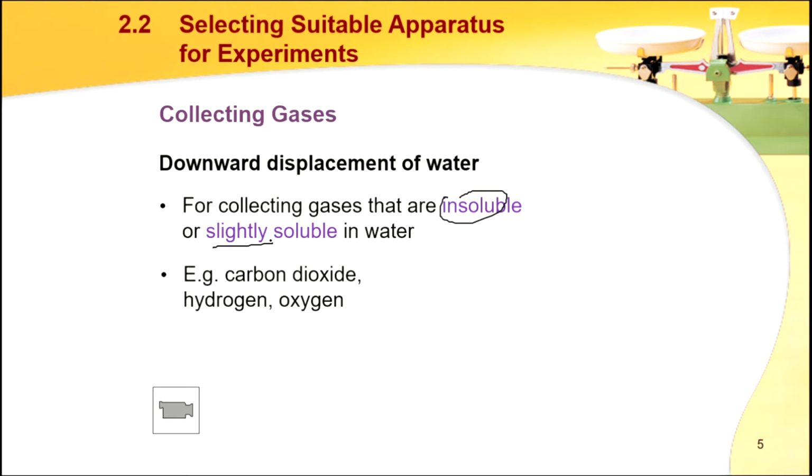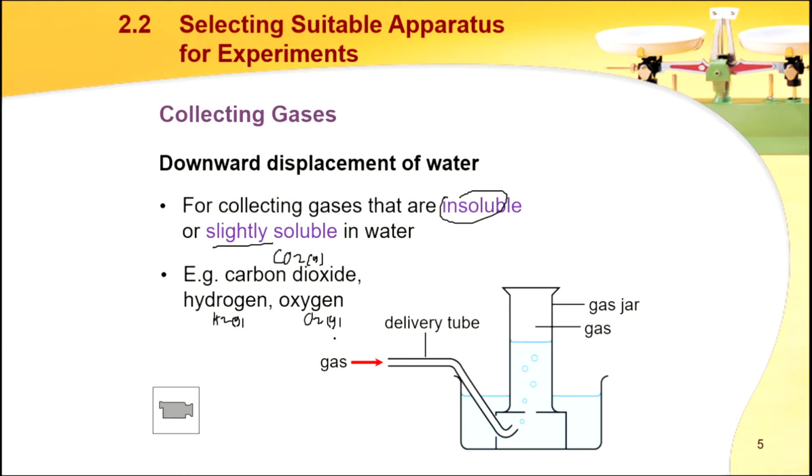For example, carbon dioxide, CO2 gas, H2 gas, or oxygen gas, O2 gas. We can use the displacement of water because carbon dioxide gas, hydrogen gas, and oxygen gas are insoluble or slightly soluble in water. There is a set of apparatus to do the experiment using displacement of water.